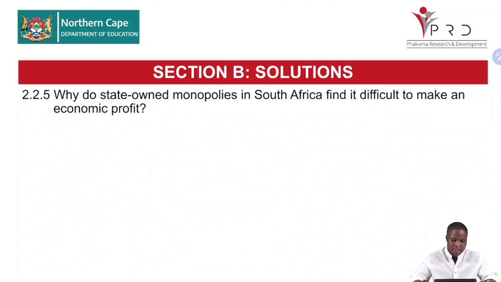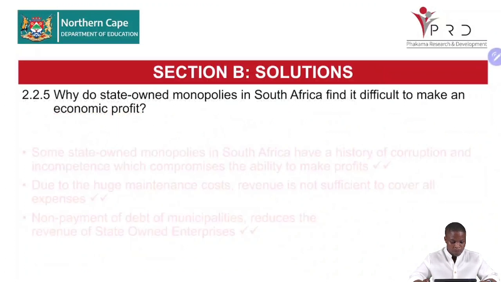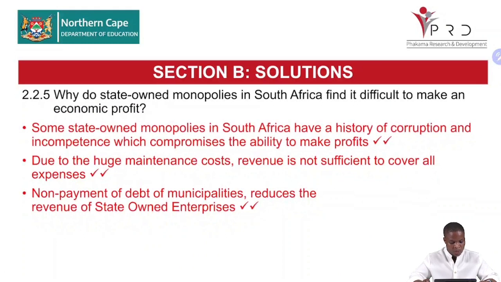It was struggling. You see that Eskom is being bailed out so many times as well by the government. What is the struggle? Why are they finding it difficult to make economic profit? Remember, a monopoly should be able to make economic profit in a short run and a long run. But you find that our state-owned monopolies that are owned by the government, they find it very difficult to make profit. What is the problem? Let's look at certain responses that we have here.